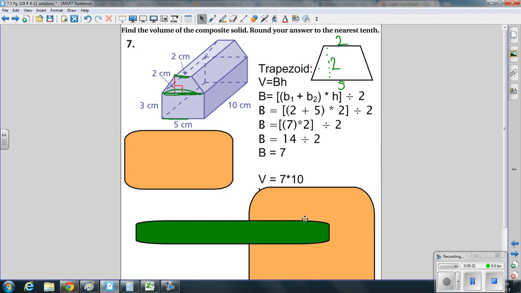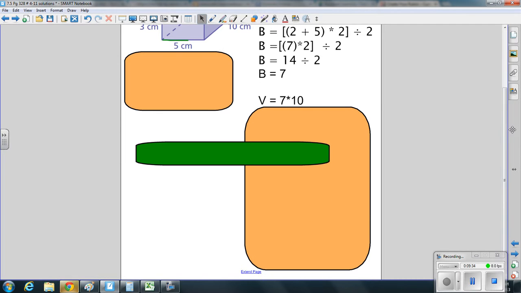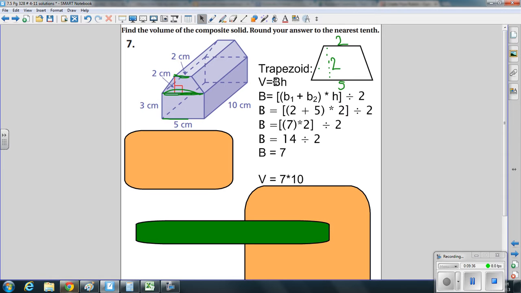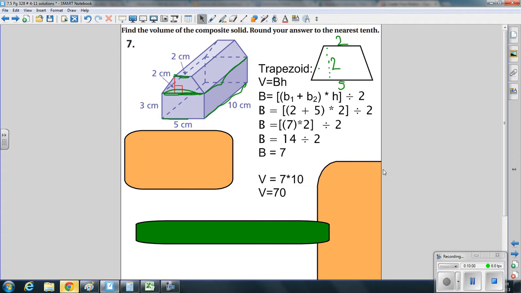All right, the next step is to take the area of the base and we multiply it by the height. We know the area of this base here is 7, and the height right in here, the distance from the back base to the front base, is 10 units apart. Okay? This line and this line are congruent. So our total volume for this trapezoidal prism is 70 centimeters cubed. Any questions, please ask.